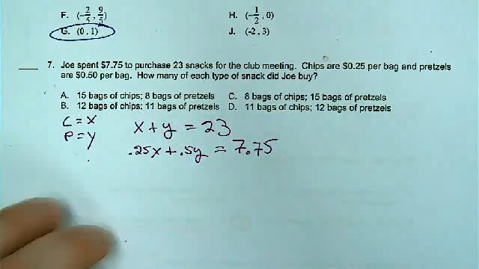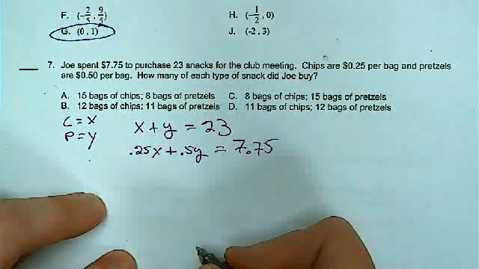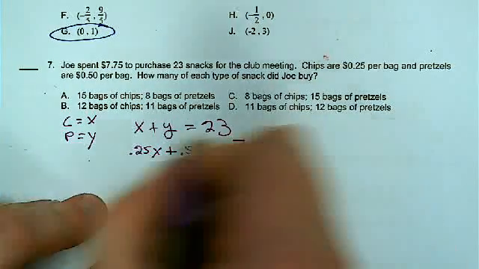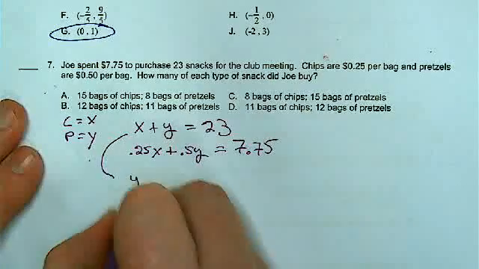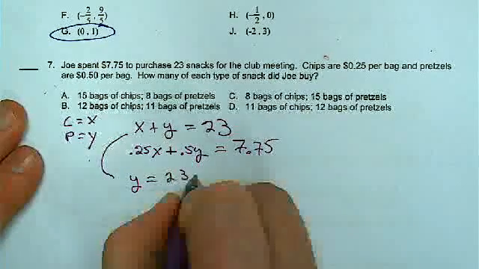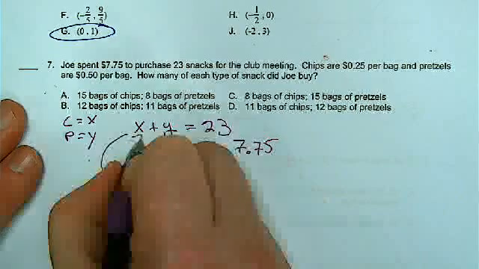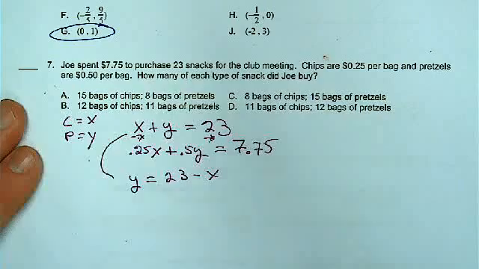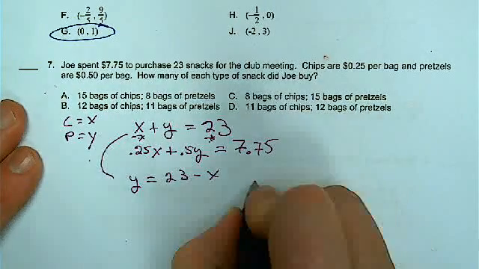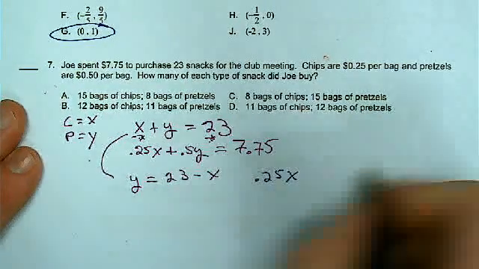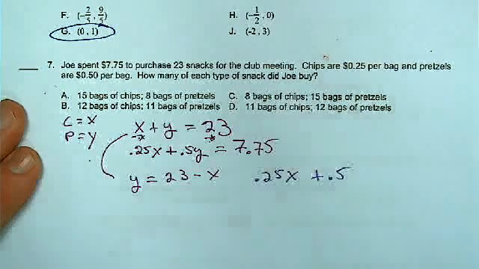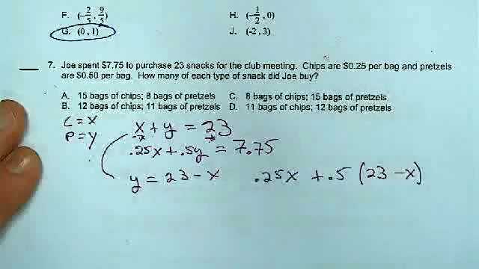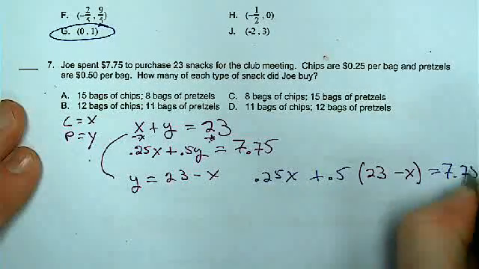You can solve that by any means you want to. I'm going to go ahead and use substitution again. We'll take this top equation, subtract x from both sides. So y is 23 minus x. That was subtracting x from both sides. So I'll plug that into this equation. So 0.25x plus 0.5 times 23 minus x equals 7.75.